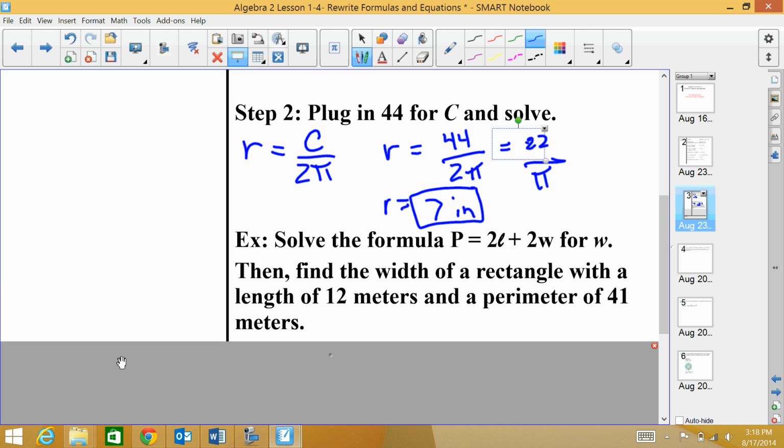All right, let's try another practice problem. So it says solve the formula P equals 2L plus 2W for W. Now remember, if you go back to the last page, that's the formula for perimeter of a rectangle. Then it says, then find the width of a rectangle with a length of 12 meters and a perimeter of 41 meters. So again, that's like two separate problems. So let's do the first part.